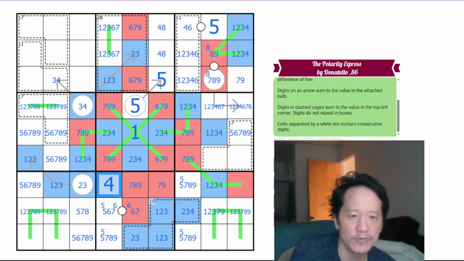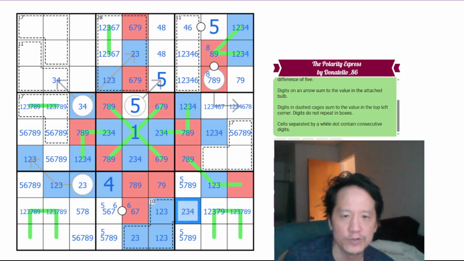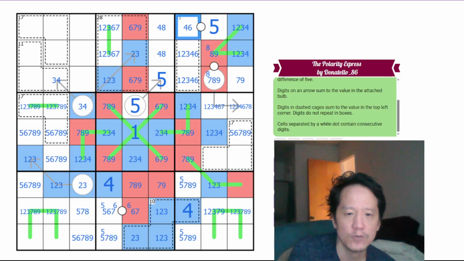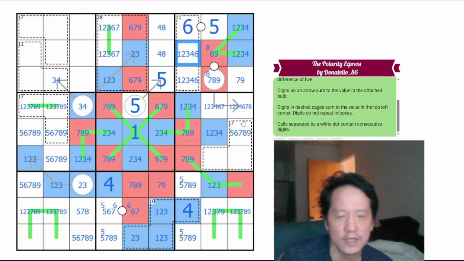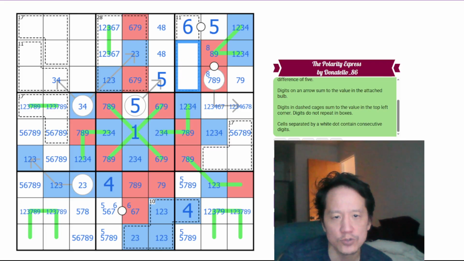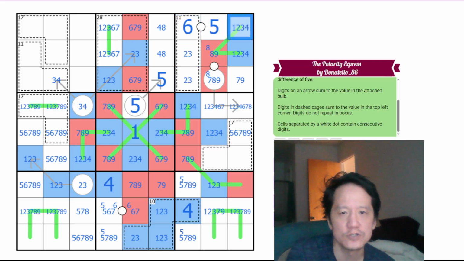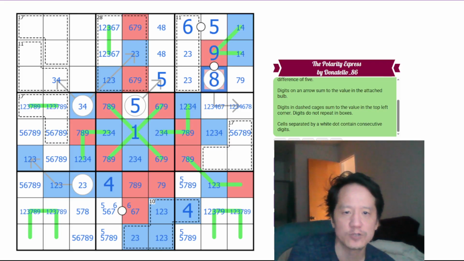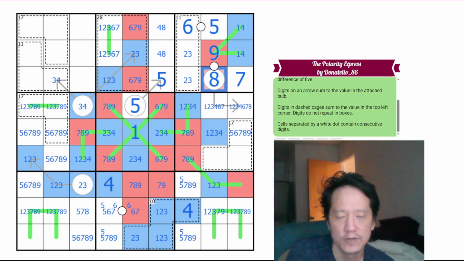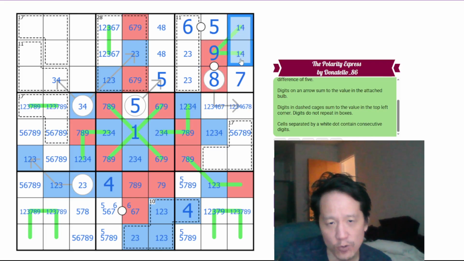And this cannot be 4. This cannot be 4. This must be a 4 here, which makes this 6. It cannot be 1, 4, and 6. It's 2, 3, and 6. So this is 2, 3. This is a 1, 4 pair, which makes this a 9, which makes that 8, which makes that 7. Because 4 can only be next to a 9 on a German whisper line.